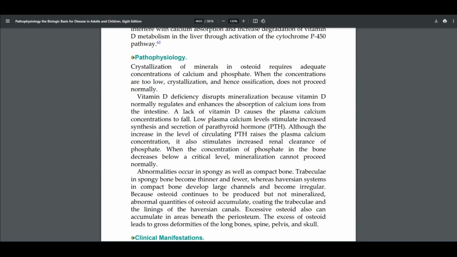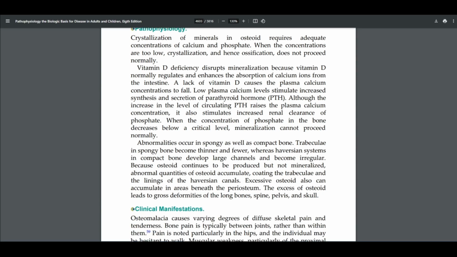So what is the pathophysiology? Crystallization of minerals in osteoid requires adequate concentration of calcium and phosphate. When the concentrations are too low, crystallization, and hence ossification, does not proceed normally. Vitamin D deficiency disrupts mineralization because vitamin D normally regulates and enhances the absorption of calcium ions from the intestines. A lack of vitamin D causes the plasma calcium concentration to fall.